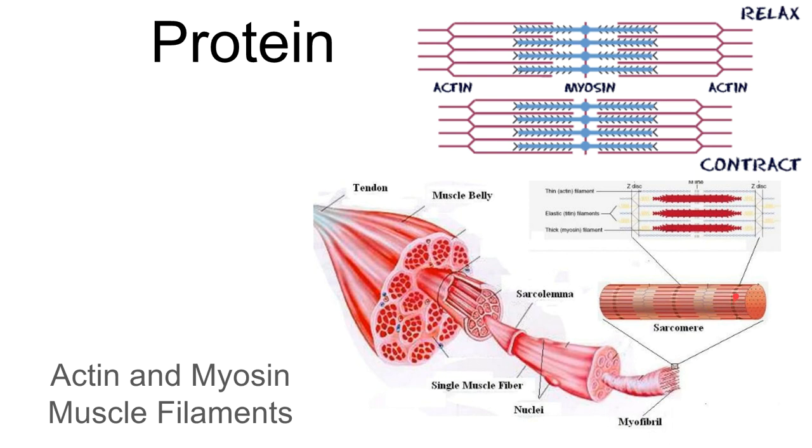So if all of these things contract and they all slide past each other, the length from here to here would get shorter. And when you do that with all of these individual muscle fibers and do it all at the same time, the whole muscle gets shorter. If the whole muscle gets shorter, it's going to pull on these tendons, which pull on bones and can move your skeleton.